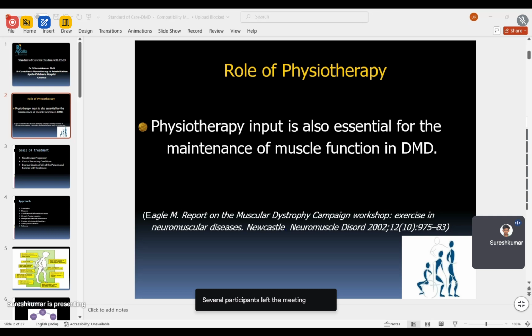It is a very big burden for the parent to manage 3 children with a disability. It is not an easy thing for any parent to have 2 to 3 children with Duchenne muscular dystrophy. So the main purpose of the meeting is, one, early diagnosis is very important.